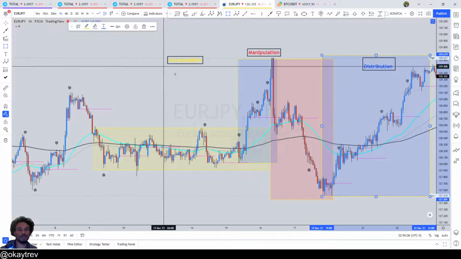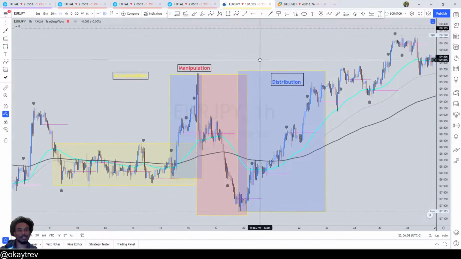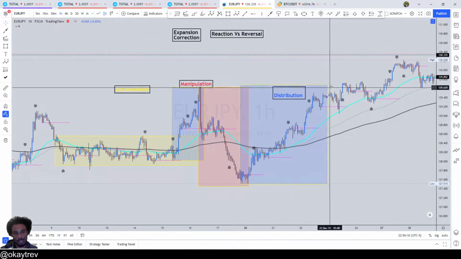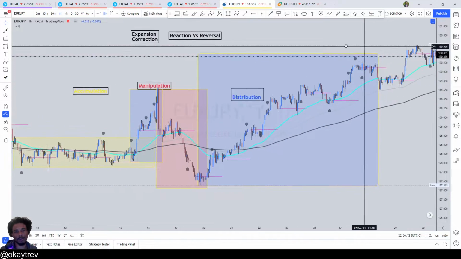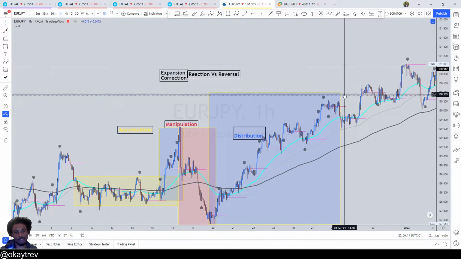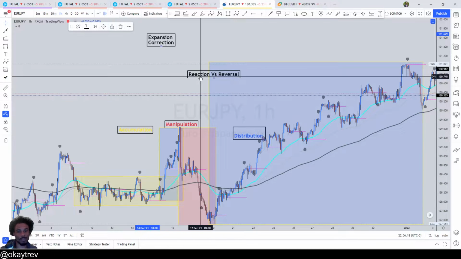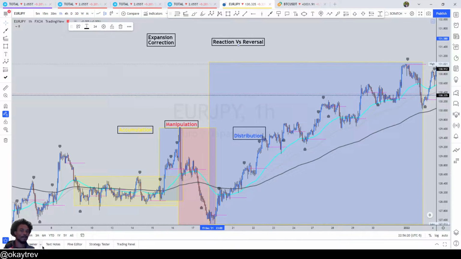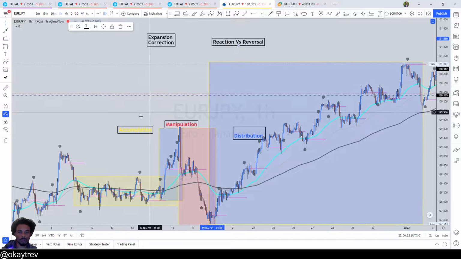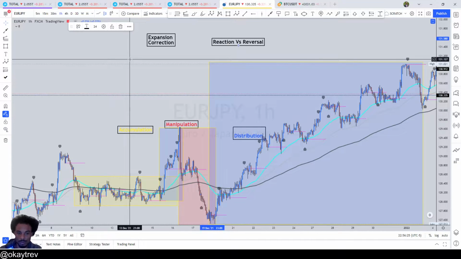How do you know it's a distribution? Because price kept the trend and the correction continued to happen. So this is how you know the difference between accumulation, manipulation, and distribution. In fact, let's go into some more examples. Let's go to, actually, you know what?